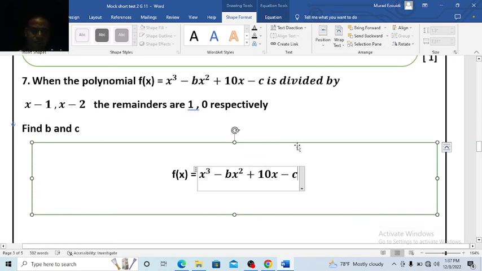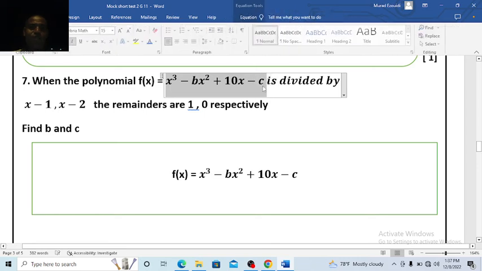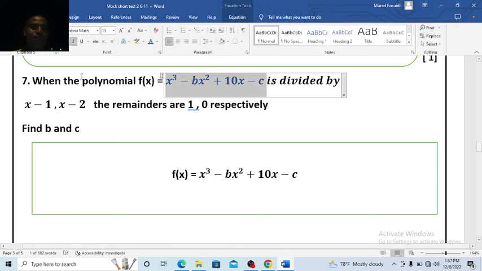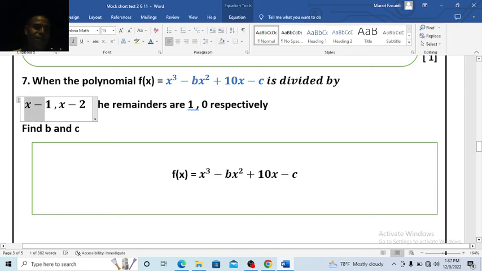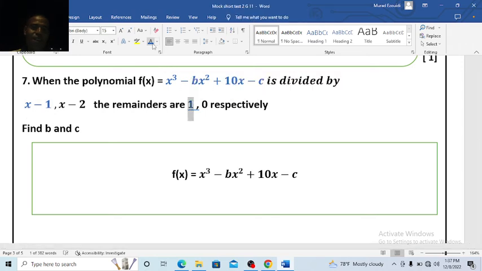Now boys, we have what exactly? This is the equation. We are told that x cubed minus bx squared plus 10x minus c is divisible by x minus 1, and the remainder is 1. This is the key. I will use the remainder theorem.